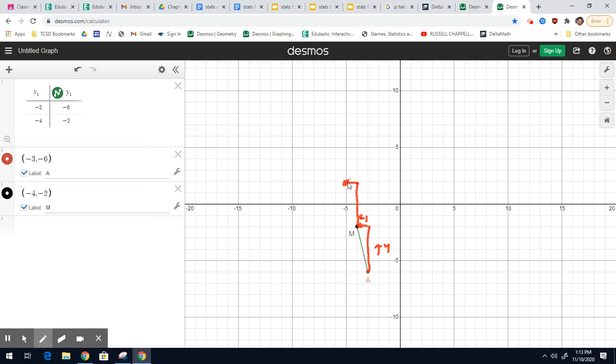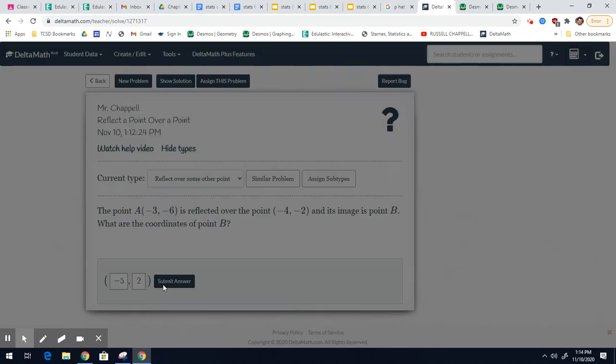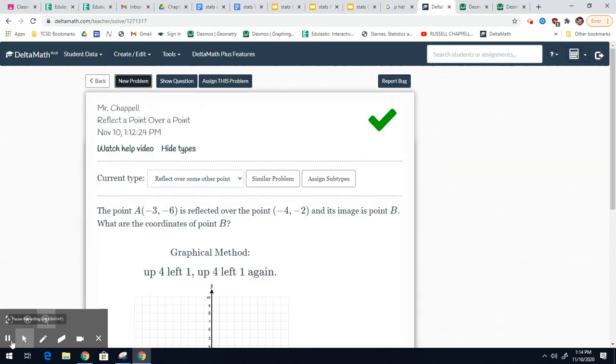And there are the coordinates of B. That'll be at negative 5, 2. There you go. Type away and see if it works. Negative 5, 2. Good work. All right, next problem coming.